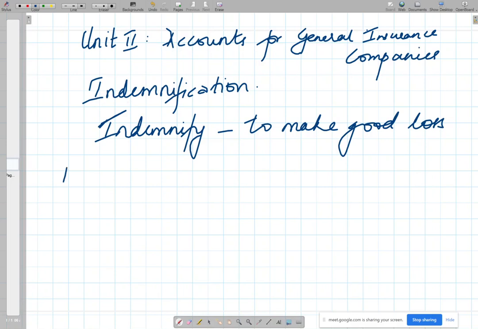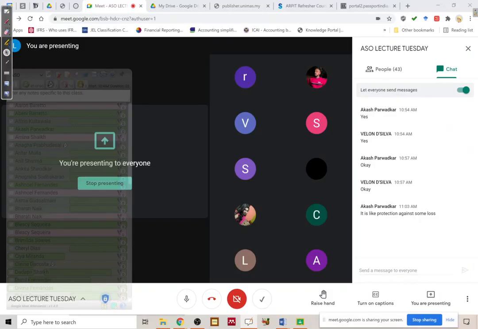And there are different terms. We have parties like the insurer and the insured. Now, who are these? Who is the insurer in this case? If you have an insurance policy with LIC, who is the insurer and who is the insured in that case?